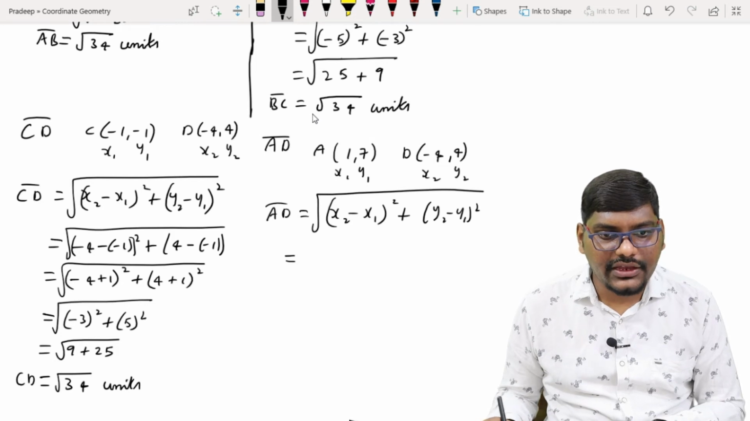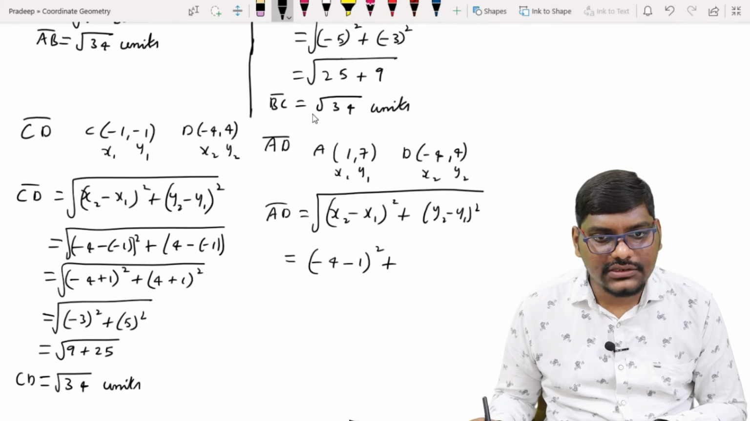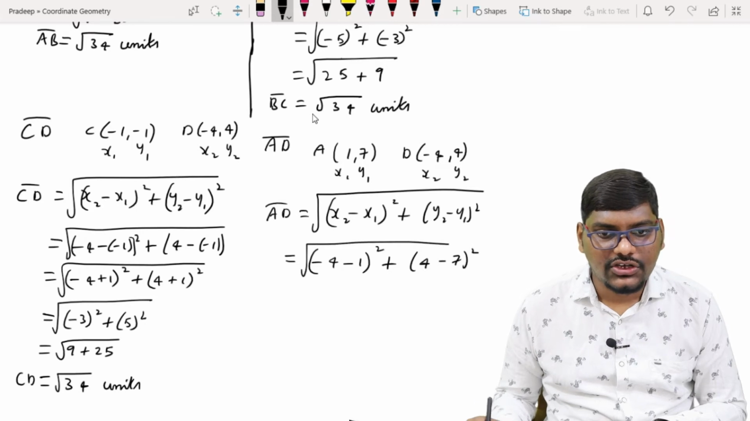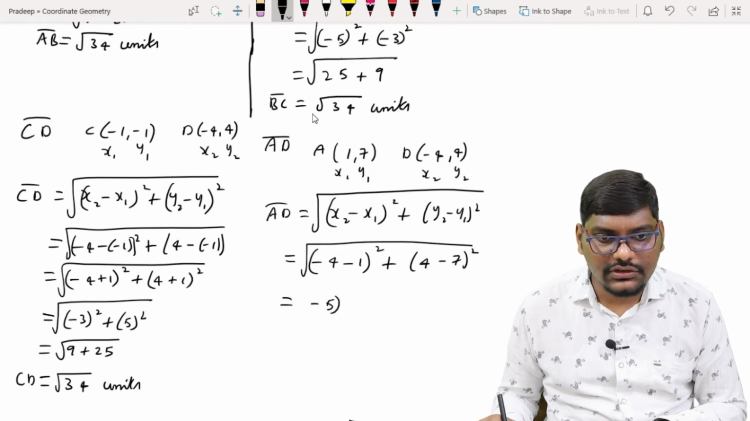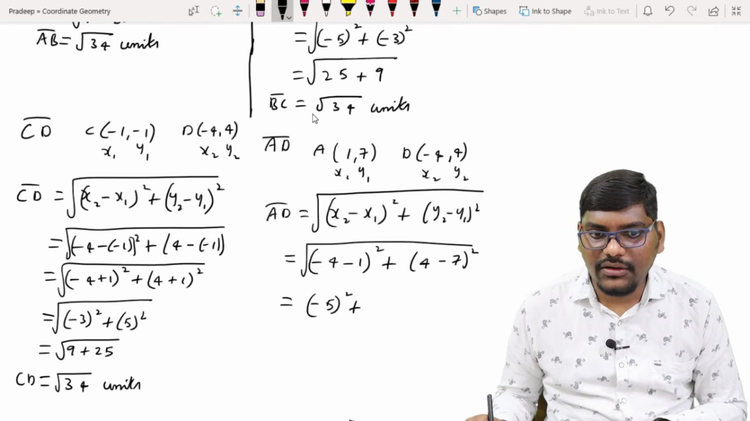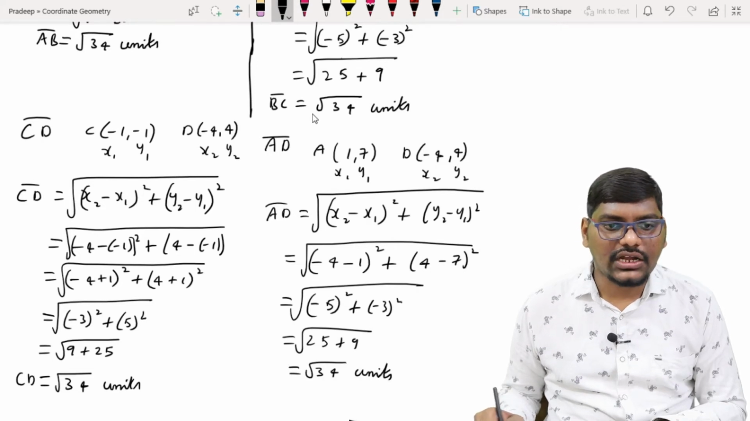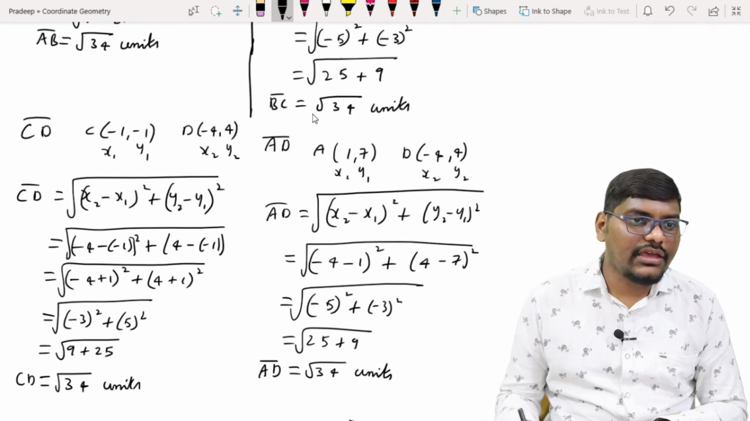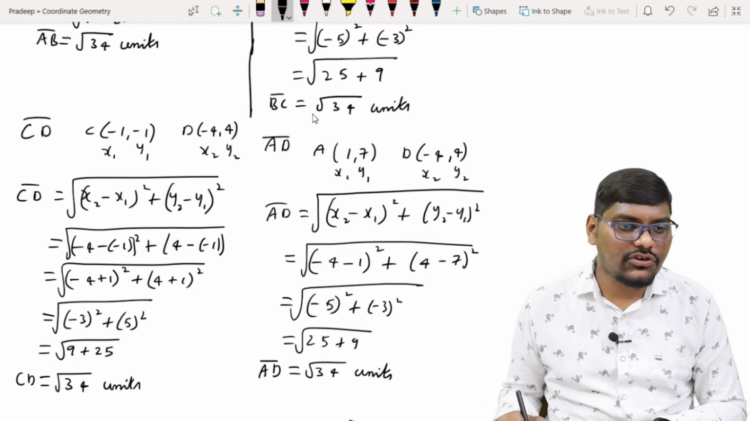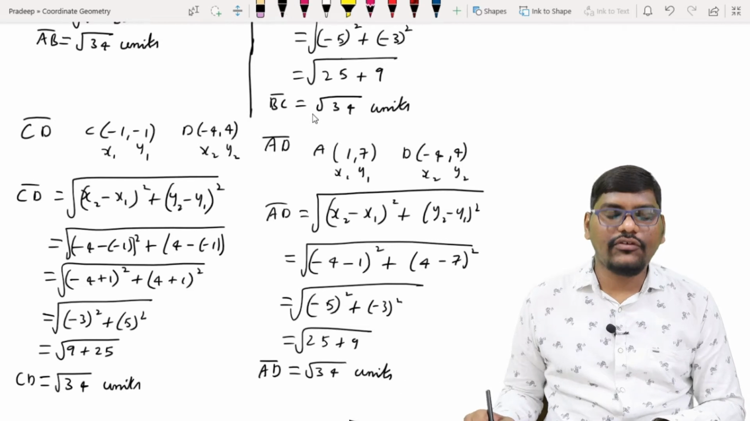That is, x2 is minus 4, x1 is minus 1, whole square, y2 was 4 and y1 was 7, whole square, under root. So these values will give minus 5 whole square plus minus 4 plus 4 minus 7, that is minus 3, whole square, under root. So we'll get 25 plus 9, which gives root 34 as the value. So we got all the sides of the square. AB we got root 34, BC also root 34, CD root 34, AD also root 34.